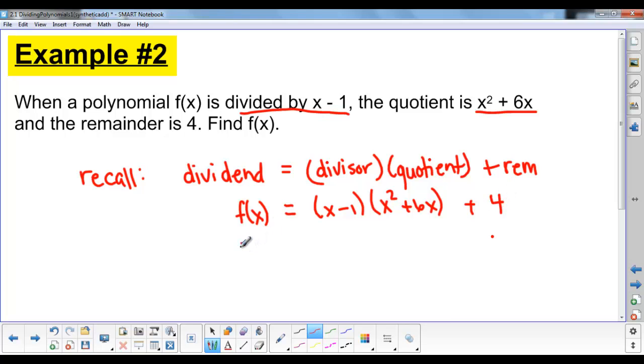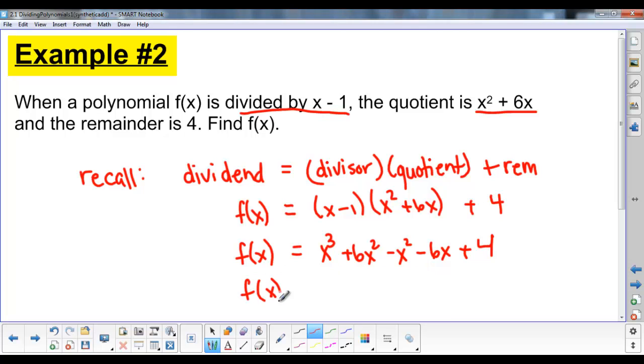So really, all we need to do to solve this problem is expand and simplify. So x times x squared, x times 6x, negative 1 times x squared, and negative 1 times 6x, plus the remainder 4. And when we tidy this up, we end up with x cubed plus 5x squared minus 6x plus 4. So I know that when this polynomial is divided by x minus 1, we should get a quotient of x squared plus 6 and a remainder of 4.